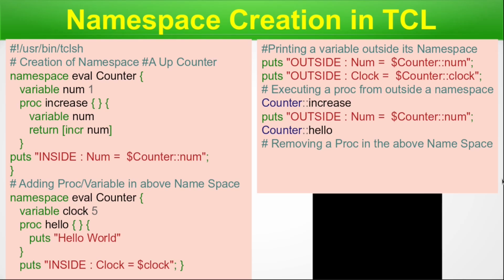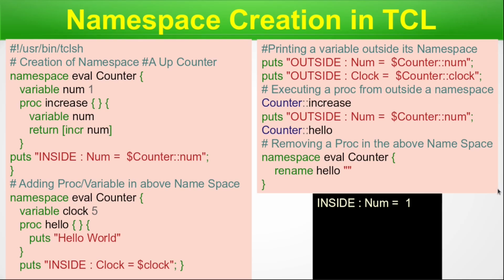Removing a procedure in the above namespace. So if we want to remove any procedure, how do we do that? We write again namespace eval, then counter, and we rename, say hello, we want to remove hello, then we give a null string here, that is double quotes back to back, there is nothing inside, and we close the code.